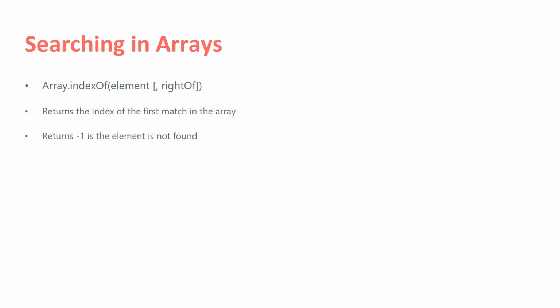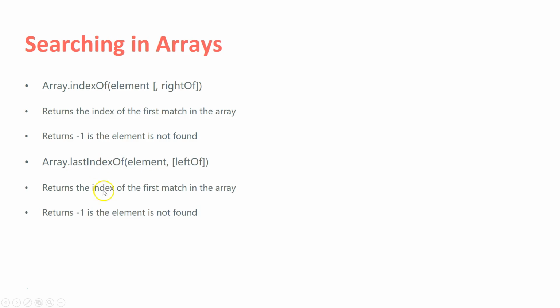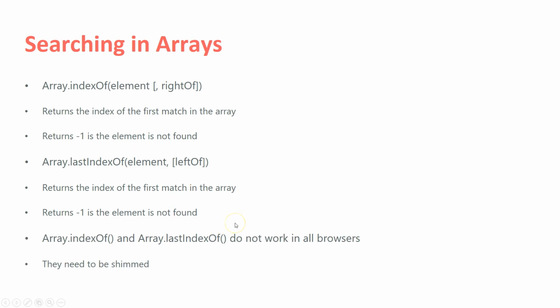How can we search in an array? Well, we are using indexOf, which is returning the index of the first match in the array, and it's returning -1 if the element is not found. We have also array.lastIndexOf, which is returning the index of the last match in the array, and it will return -1 again if the element is not found. So basically, array.indexOf and array.lastIndexOf do not work on all browsers, and they need to be shimmed.